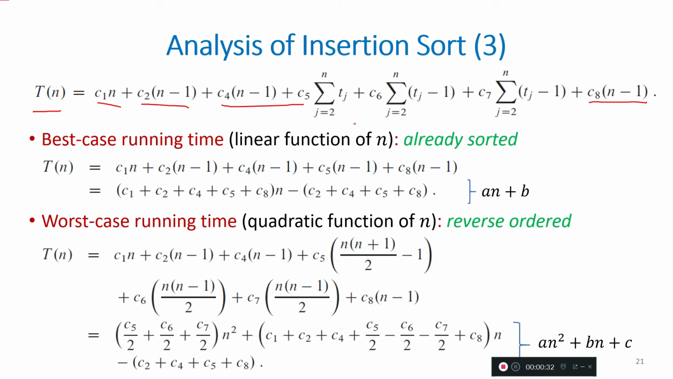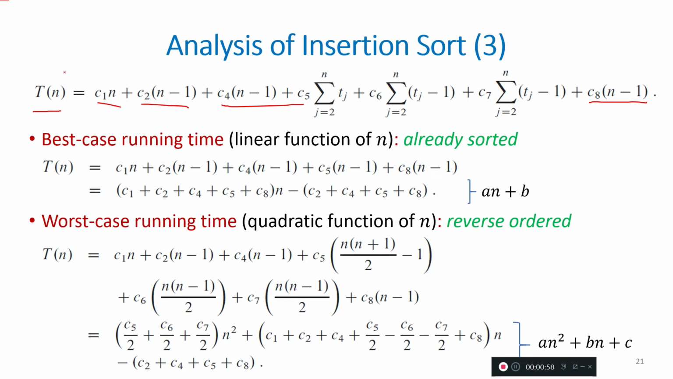Now let us look at what would be the best case running time for the algorithm and the worst case running time for the algorithm. When would the best case occur? The best case will occur when the input given to you is already sorted. This means that you would not have to have any swapping done within the algorithm. In other words, the while loop would never be executed.